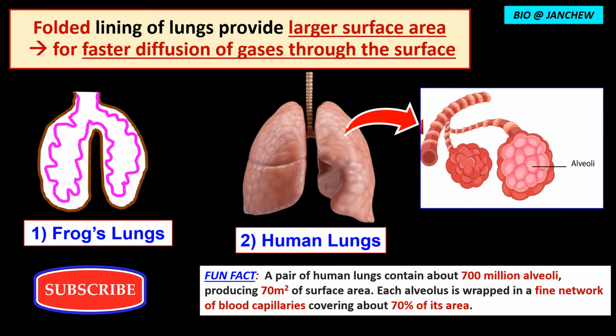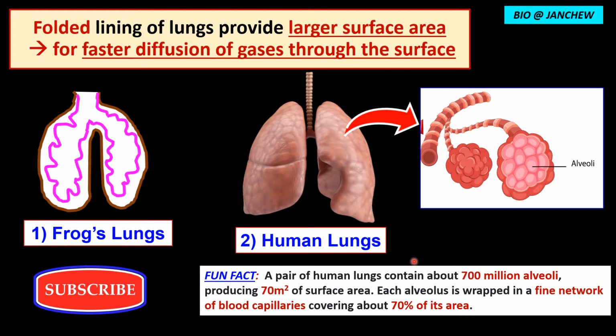Now, how do organisms increase the total surface area of their respiratory structures for faster gaseous exchange? Some organisms have a folded lining of the lungs to provide a larger surface area for faster diffusion of gases through the surface. For example, the frog's lungs. A frog doesn't have any alveoli, or air sacs, but it has this folded lining inside its lungs to increase its total surface area for faster gaseous exchange.